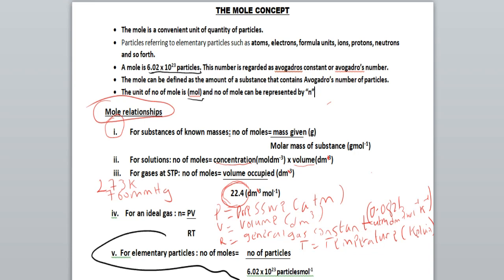Now, the formula for you to use is number of moles is equal to number of the particle mentioned over Avogadro's constant, which is 6.02 times 10 raised to power 23. So with everything I've said, we have summarized everything that has to do with the mole concept.